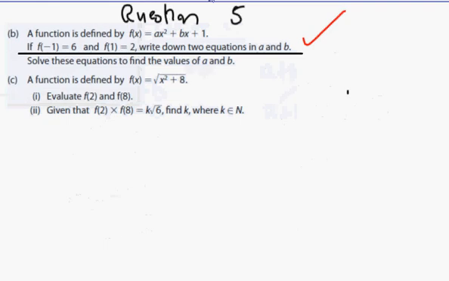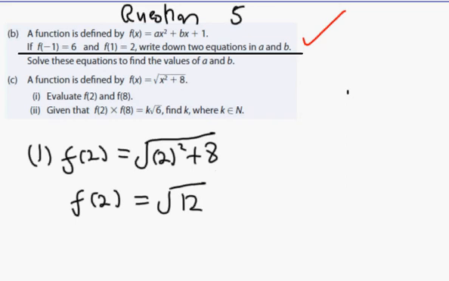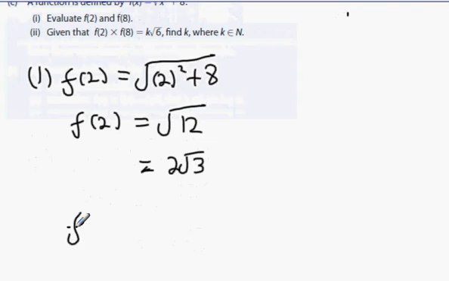What's asked you to do is f of 2. f of 2 means replace the input with 2, and you're going to get the square root of 2 squared plus 8. f of 2 equals the square root of 12. Can somebody tell me what is the square root of 12 in your calculator? I'm going for 2 root 3. Is that what you got? Okay, 2 root 3.